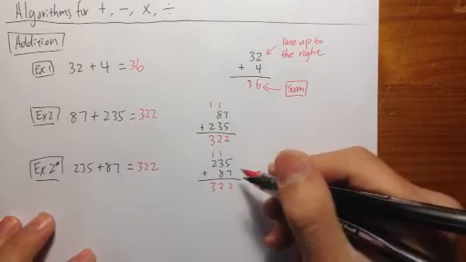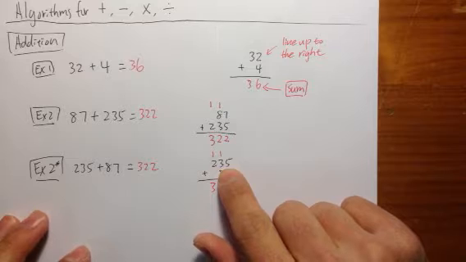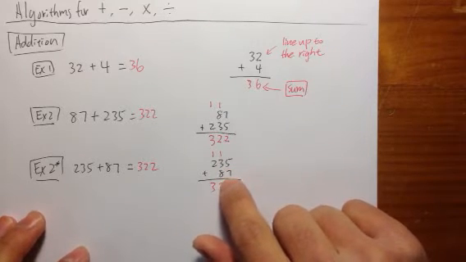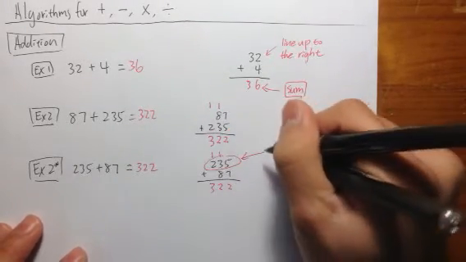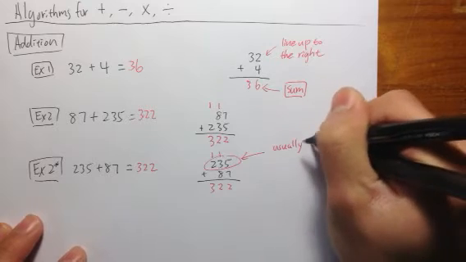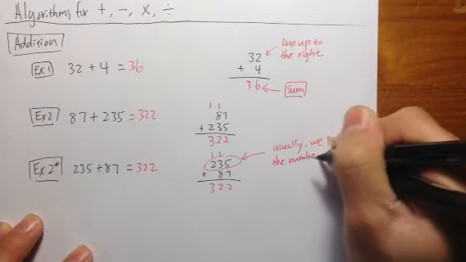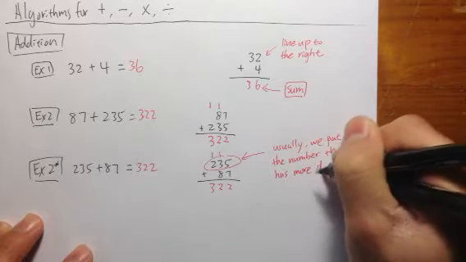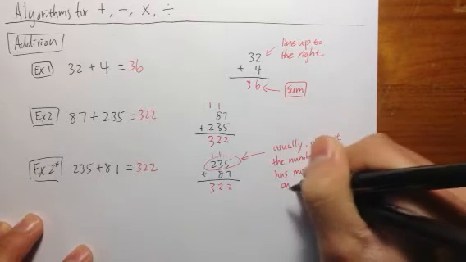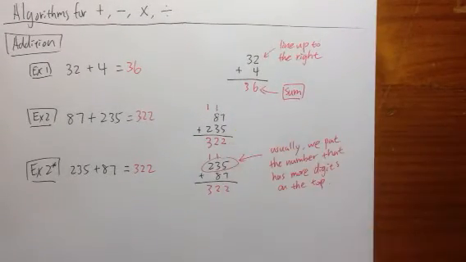But I think it's easier if you put the number that has more digits on the top, and then the number that has less digits on the bottom. Okay, so I will make a note right here. So usually we put the number that has more digits on the top. But it doesn't matter, okay? It really doesn't matter. But I think it will be easier in that way.